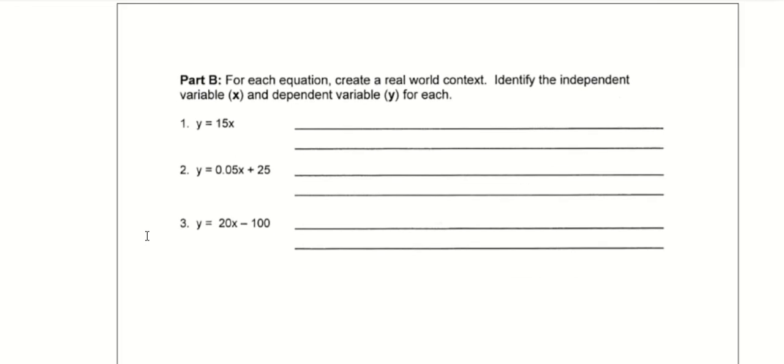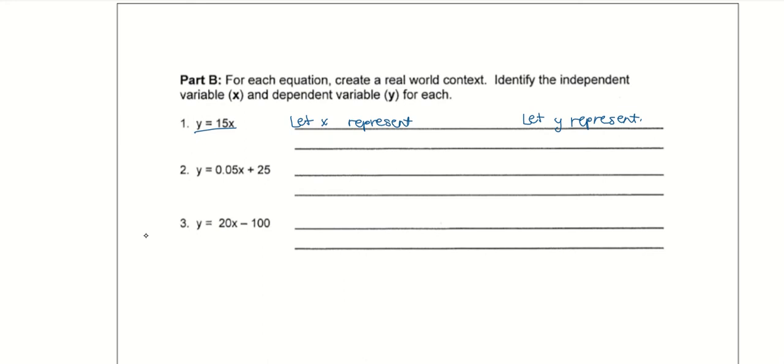Now for part B on that page, I'm going to leave this to you to do as well, because there's going to be lots of different answers here. So for each equation, create a real-world context. Identify the independent variable x and the dependent variable y for each. Basically, you're just going to use this equation, and you're going to provide let statements. So let x represent something. Let y represent something. And then you're going to create a problem.